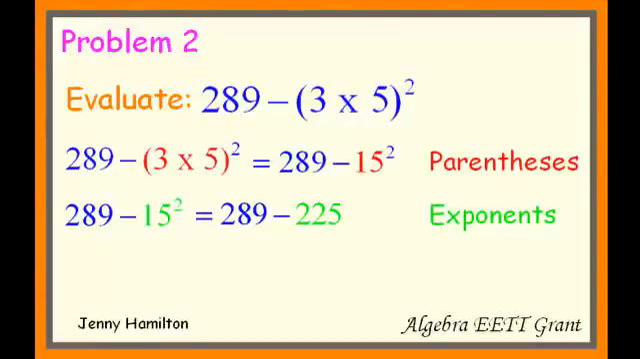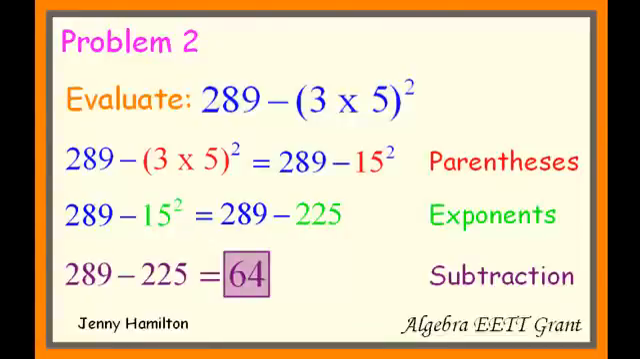Now that we've simplified this, there's only one step to go to simplify this expression, and 389 minus 225 will give us a total of 64. So that is our answer for this expression.